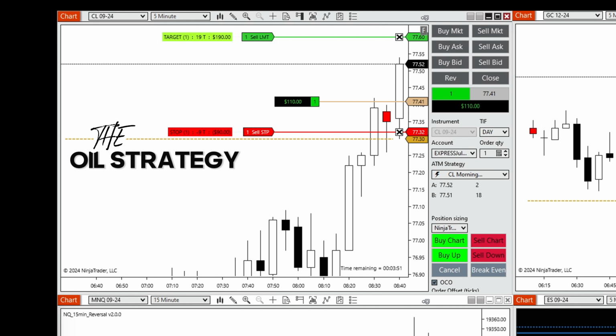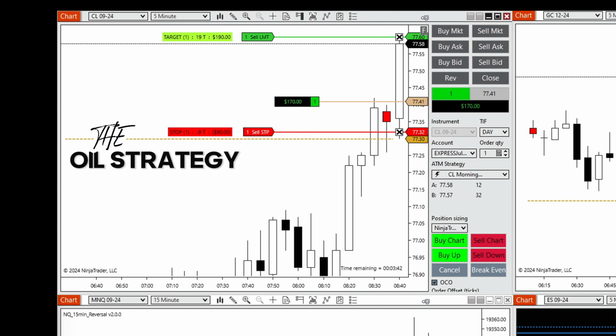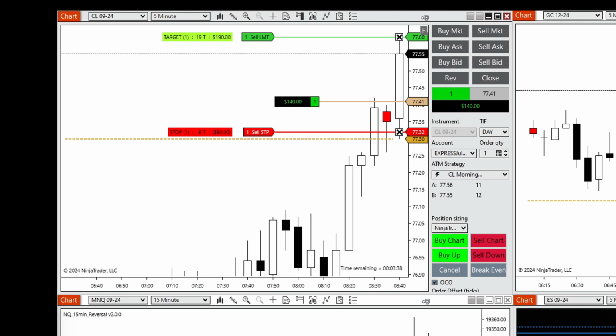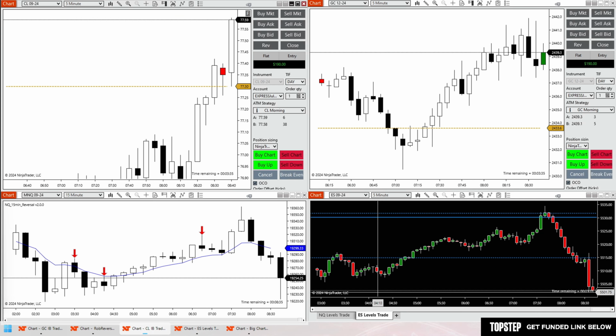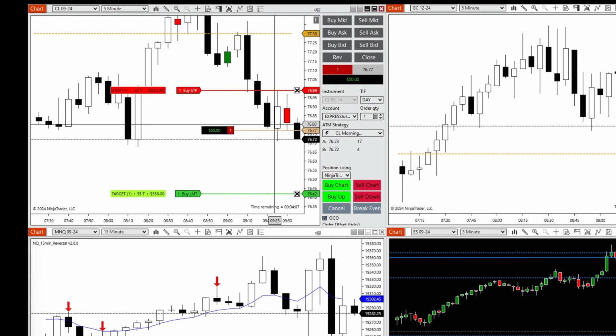Now all I'm doing is waiting for a final push from buyers here to take full profit, which would be an awesome start to the day, and an awesome start to the funded account as well. Very nice trade, oil session 1. Target filled.